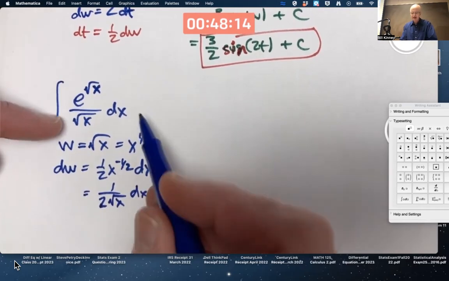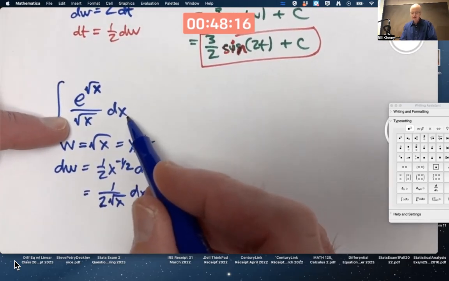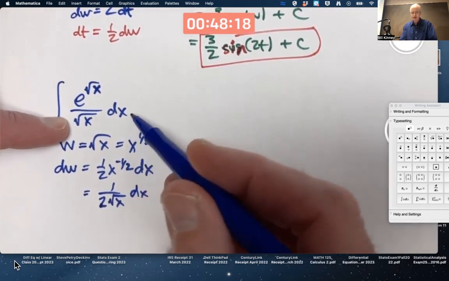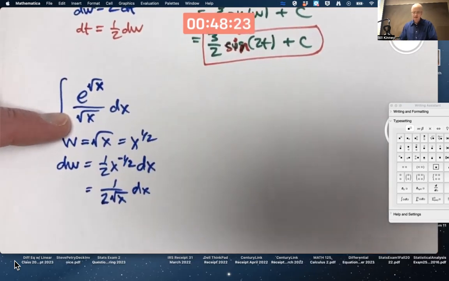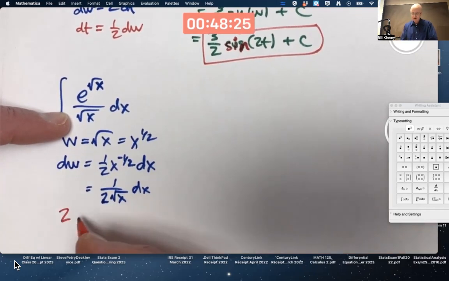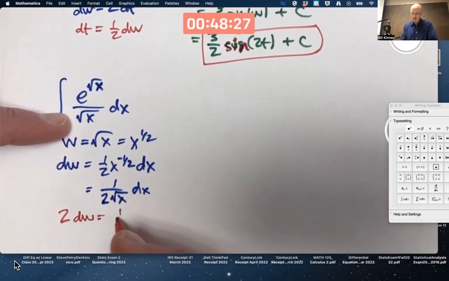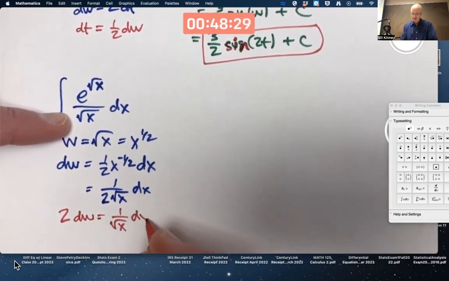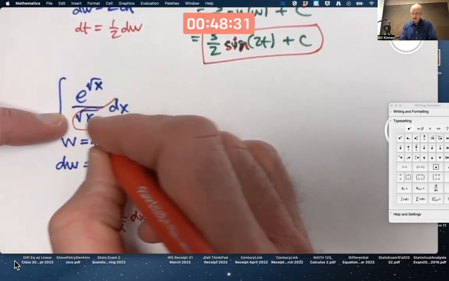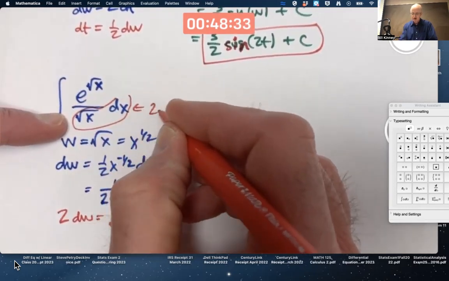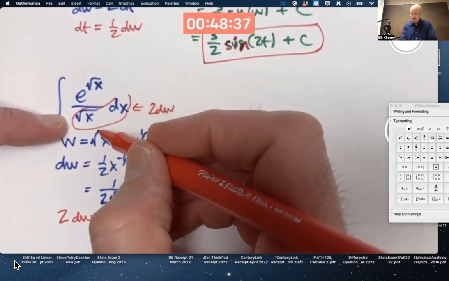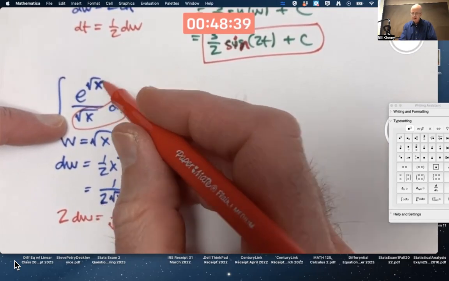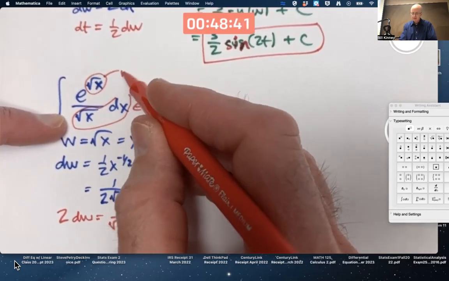So we've almost got dw as being the combination of these two things, except for the 2. Okay, I'll multiply both sides by 2. 2 dw will be 1 over square root of x dx. So the combination of these two things gets replaced by 2 dw. The square root of x is in the denominator here, and the square root of x here gets replaced by w.